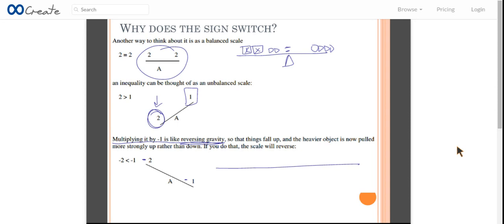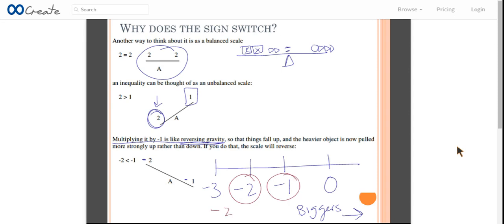And we can even think about it on a number line. If I have 0 and negative 1 and negative 2 and negative 3, the bigger numbers are always the numbers to the right. So if I'm looking at negative 2 and negative 1, we know that negative 1 is bigger. It's the bigger number because it's more to the right.